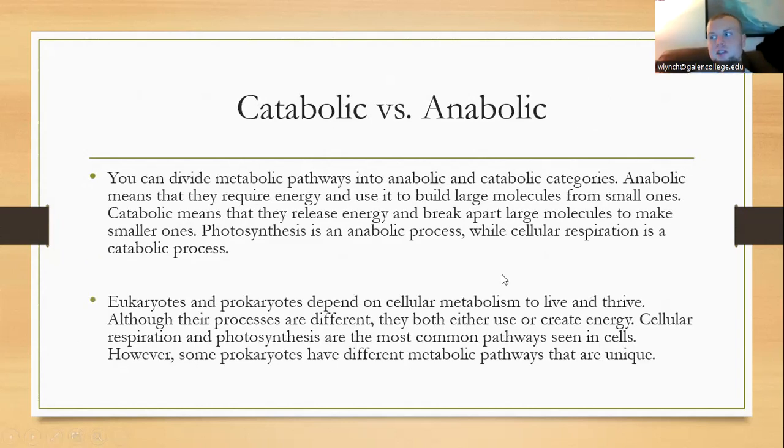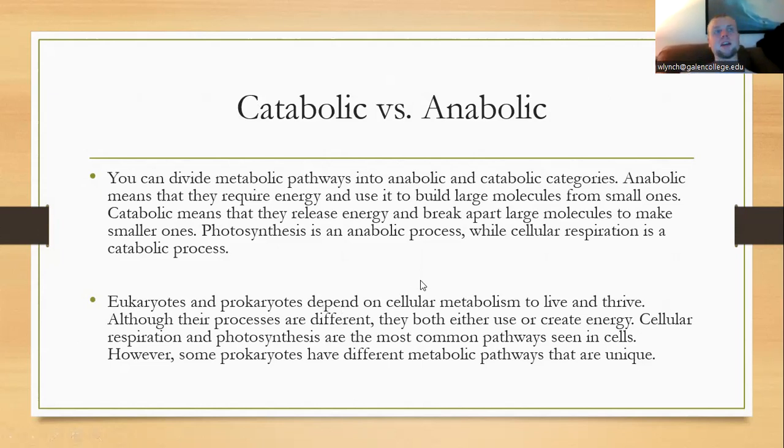Two variations of reactions: catabolic versus anabolic. Metabolic pathways are going to be divided into these two categories. Anabolic is going to be building up. It's going to be a reaction that is going to put something together and make a product. Catabolic is going to break things down. So anabolic is going to require energy to build larger molecules from smaller ones. Catabolic is going to break down or release energy from the breakage of large molecules into smaller ones.